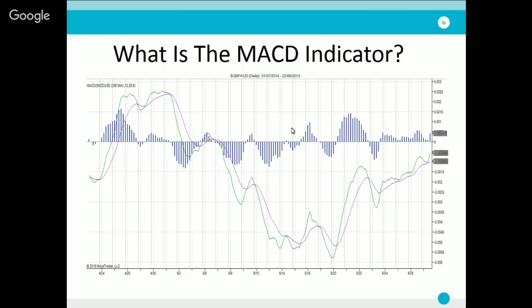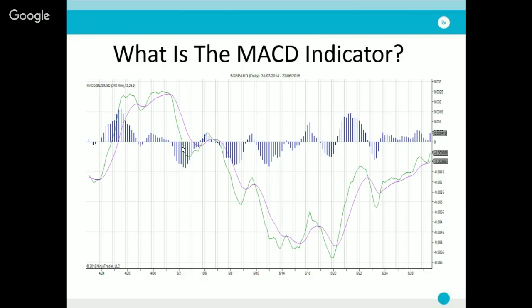Now, another important thing to note with this indicator is the crossing of the center line, the 0 line, by the MACD line itself. So again, the MACD here is the green line. So when the MACD is above the 0 line, then that indicates bullishness in the market. And when the MACD line is below the center line, that indicates bearishness in the market.